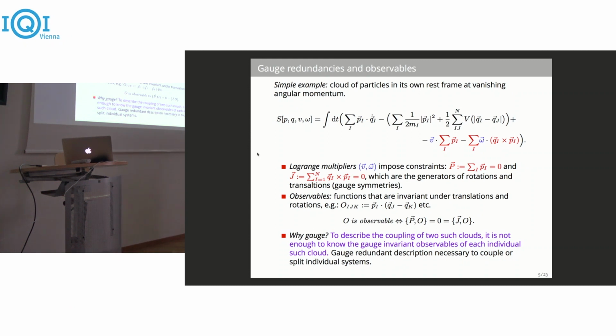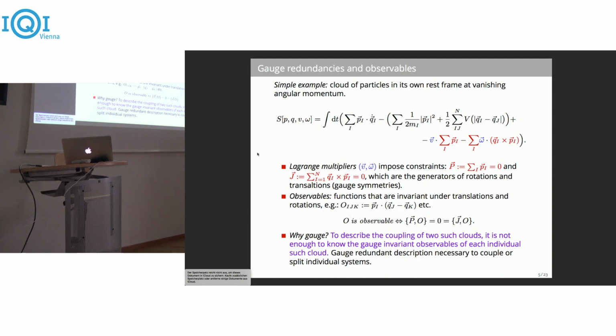And it's easy to see that this action is invariant under global rotations of each individual particle and translations. Observables are then all functions on phase space that are invariant under translations and rotations. In other words, something is an observable if it Poisson commutes with the generators of the symmetries, the gauge symmetries.